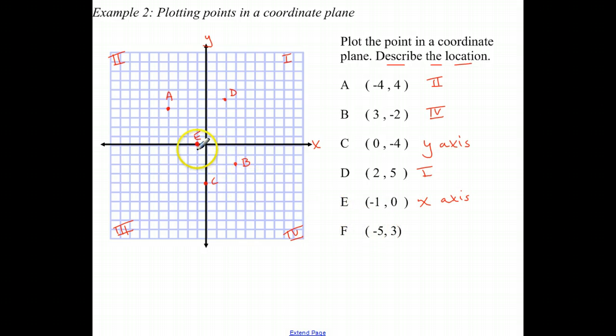Finally, point F, negative 5, positive 3. Point F is going to be right there, and that is located in quadrant 2.